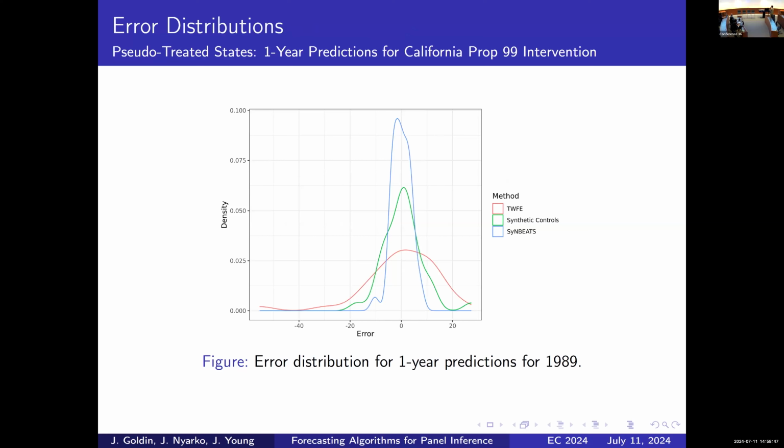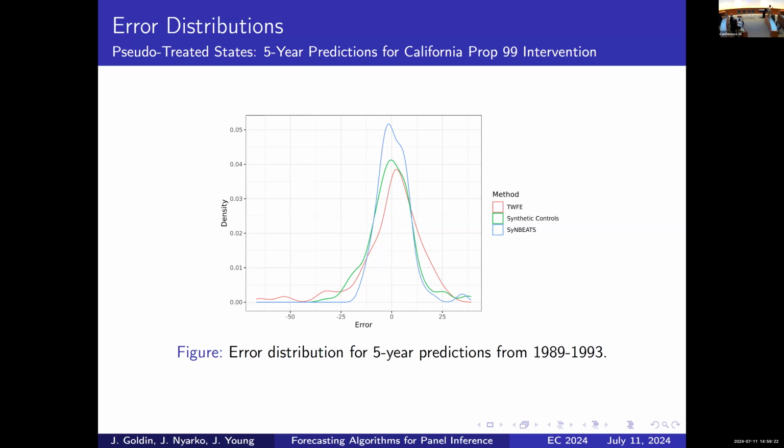For Prop 99, this is the error distribution across the remaining 37 states, I believe. In red, we have two-way fixed effects. In green, we have synthetic control. And our method is in blue here. For the 1 year out predictions, this is what we get. We're a little bit more tightly concentrated around zero than these other common estimators. This looks pretty good for us. It suggests that this method actually can work.